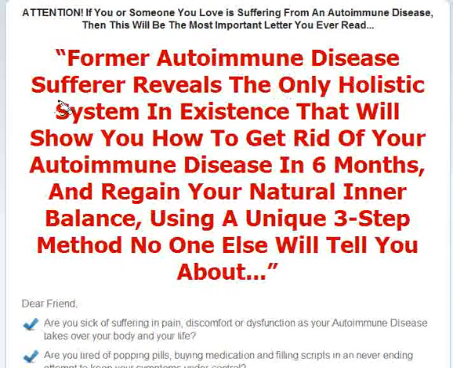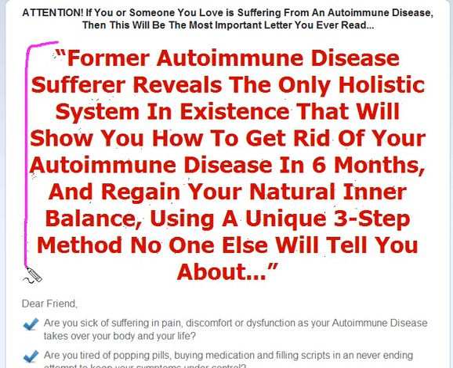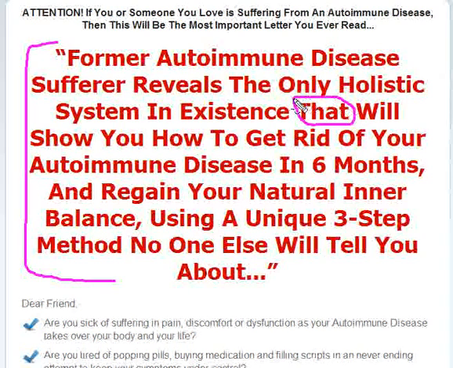A former autoimmune disease sufferer reveals the only holistic system in existence that will show you how to get rid of your autoimmune disease in 6 months and regain your natural inner balance using a unique 3-step. Okay, the headline itself is a little long, and normally I use the test: once you have to use the word "that" in your headline, it is always a good indication that the headline itself is too long. The headline could be kept under 17 words, a good rule of thumb here.